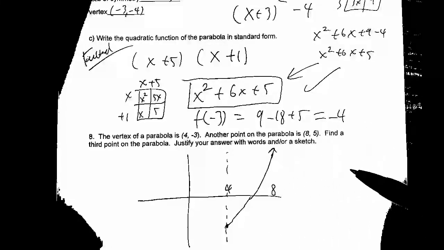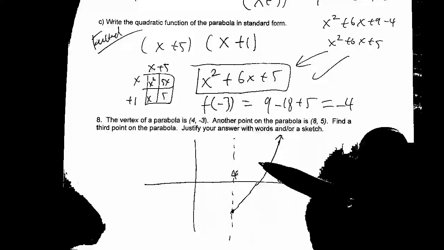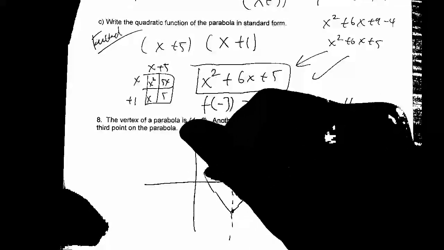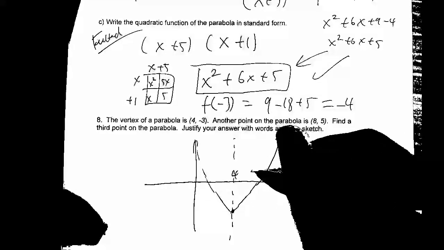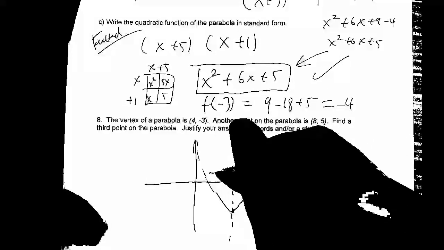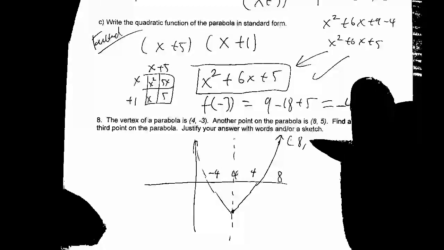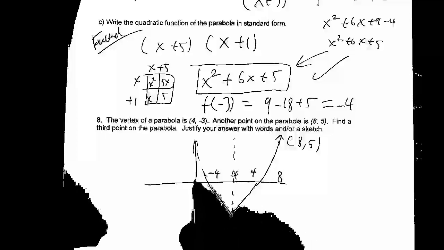So if I know that it's reaching this point over here, remember that it's symmetrical, so I should be reaching the same point on the other side, somewhere over here, okay? So see this distance from 4 to 8, this is 4. So that means if I go 4 to the left, I should also have that same coordinate. This is (8, 5), right? So let's go 4 to the left. What's 4 minus 4? It's 0. So that means I should have another point over here at (0, 5), because it's symmetrical.